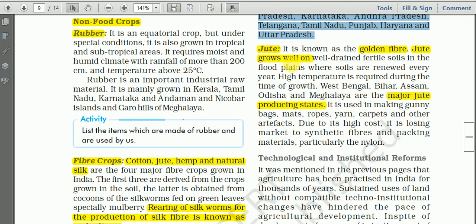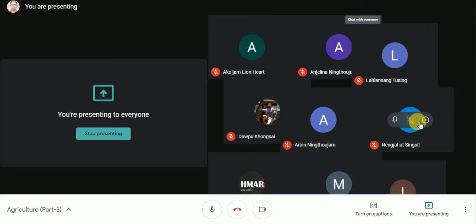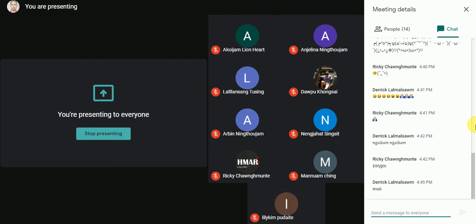And the last fiber crop is jute, and jute is known as golden fiber. Why? Any idea? Jute is known as golden fiber. Do you have any idea why jute is known as golden fiber in India? Any idea? No, sir.